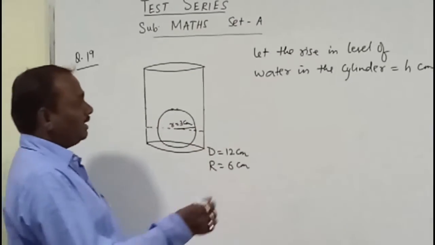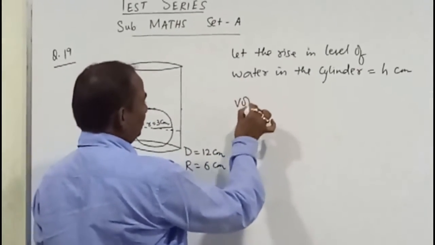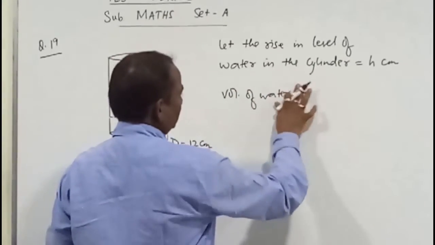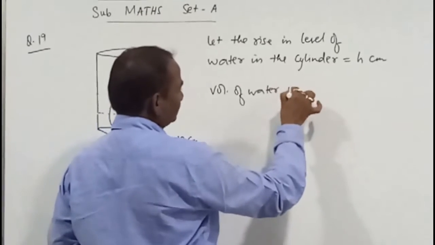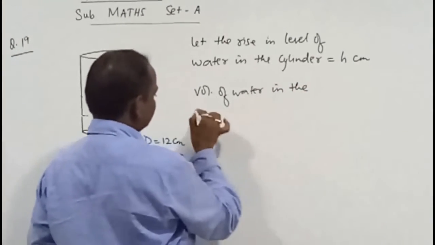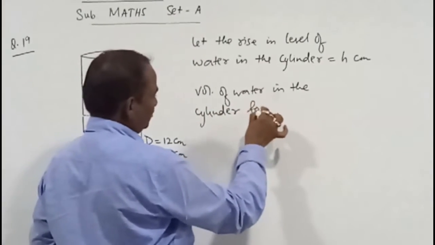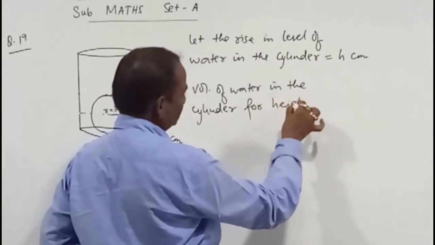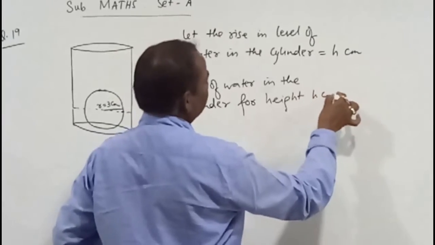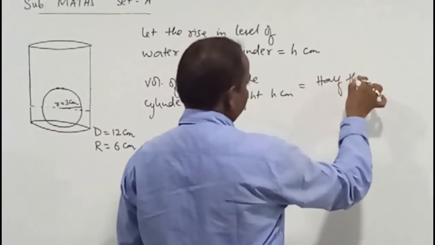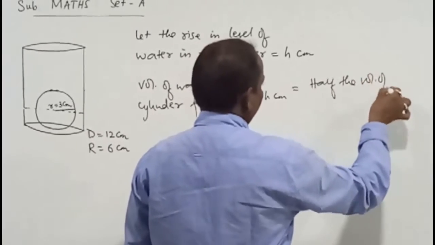So in a way I can say that the volume of water in the cylinder for height h centimeter will be equal to half the volume of the sphere.